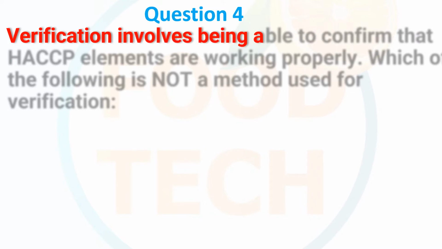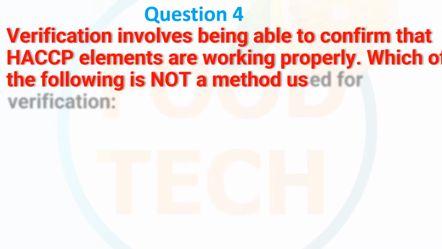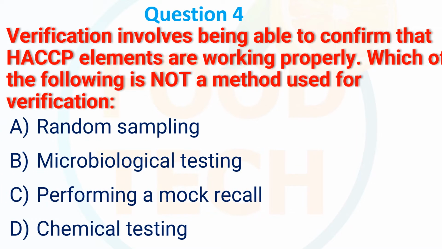Verification involves being able to confirm that HACCP elements are working properly. Which of the following is not a method used for verification? A, random sampling. B, microbiological testing. C, performing a mock recall. D, chemical testing. The answer is performing a mock recall.